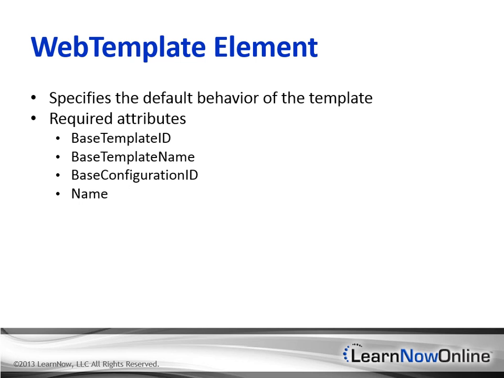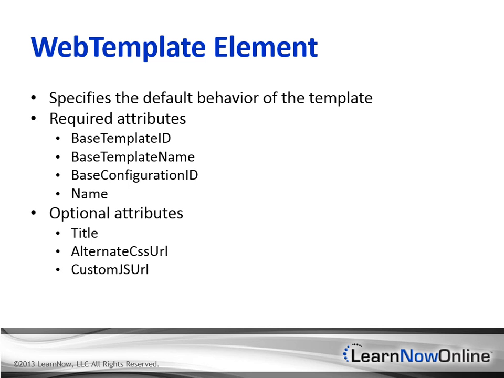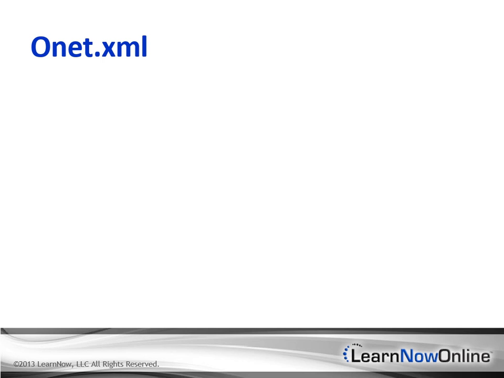So you might think from these required attributes that a web template inherits much of the base site definition's features, but it actually doesn't work that way. Not sure why those attributes are required and how they work with a web template, but they don't get inherited. There are optional attributes that you can specify that do affect the behavior. Those are the things just like the site definition with title, alternate CSS URL, custom JS URL. There's more. And then it also has an Onet.xml file as well.